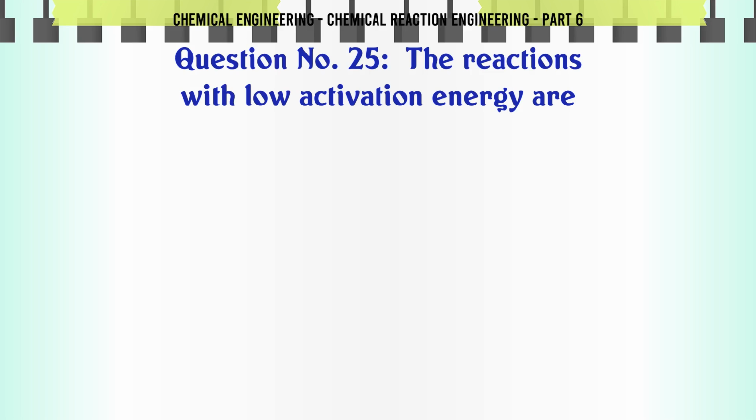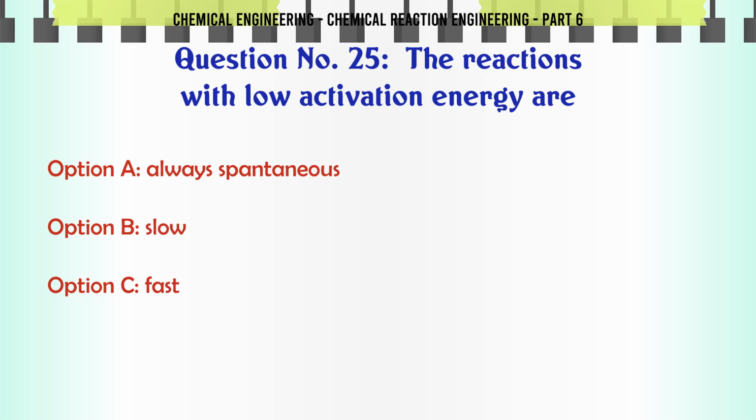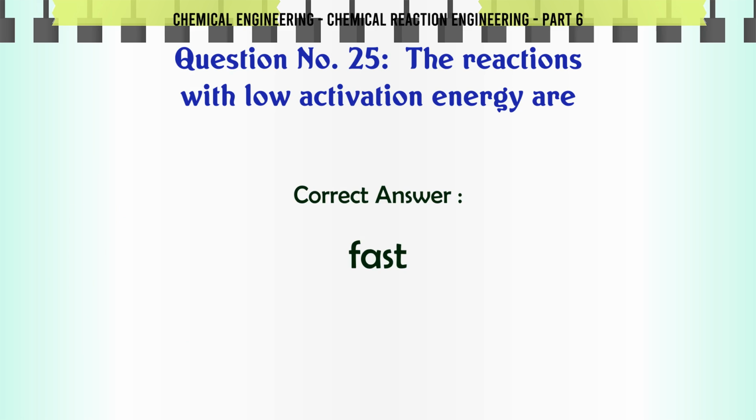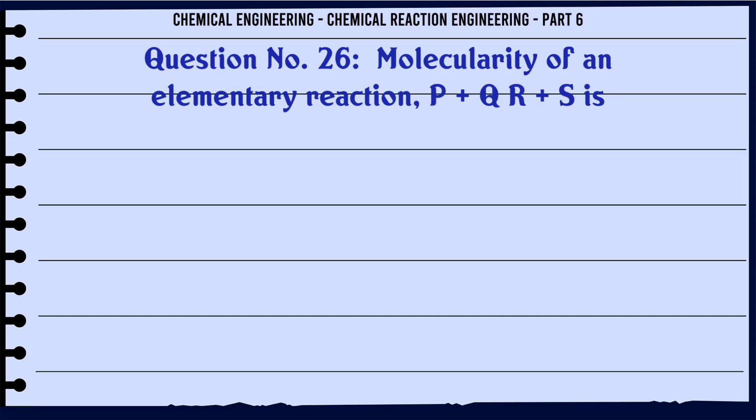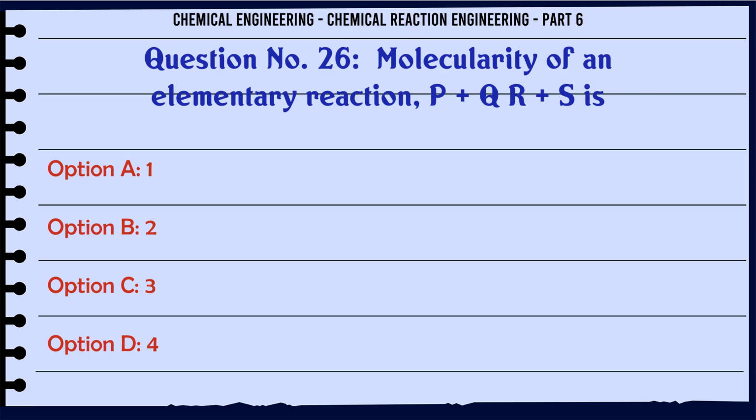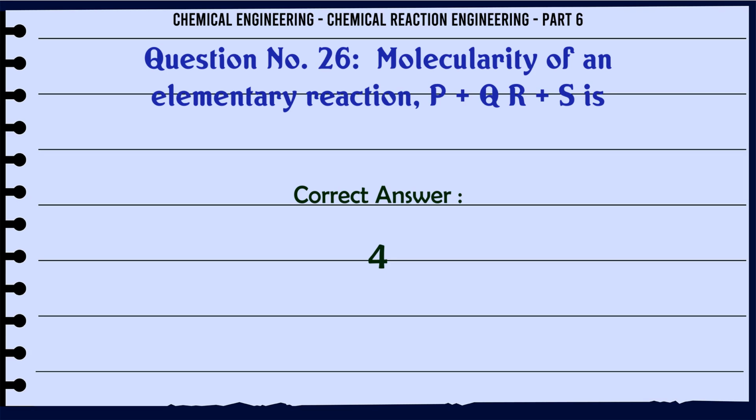The reactions with low activation energy are A. Always spontaneous, B. Slow, C. Fast, D. Non-spontaneous. The correct answer is fast. Molecularity of an elementary reaction P + Q → R + S is A. 1, B. 2, C. 3, D. 4. The correct answer is 4.